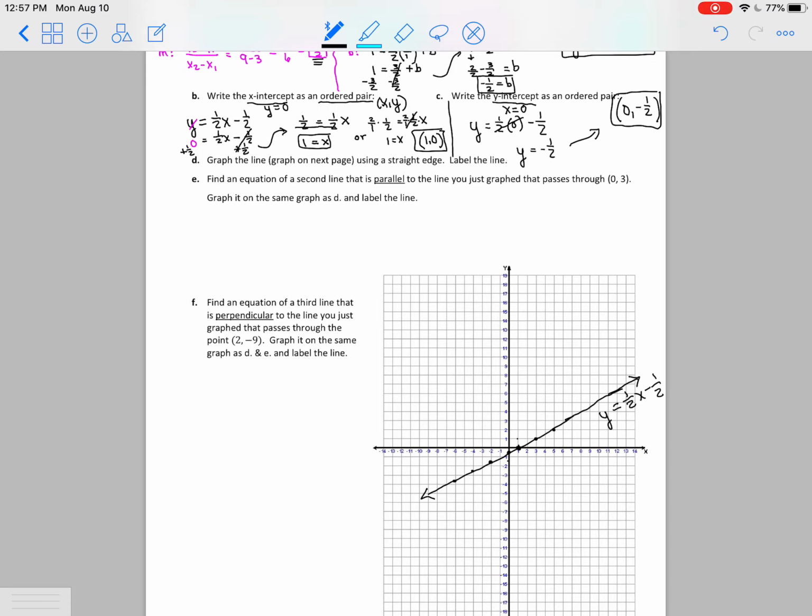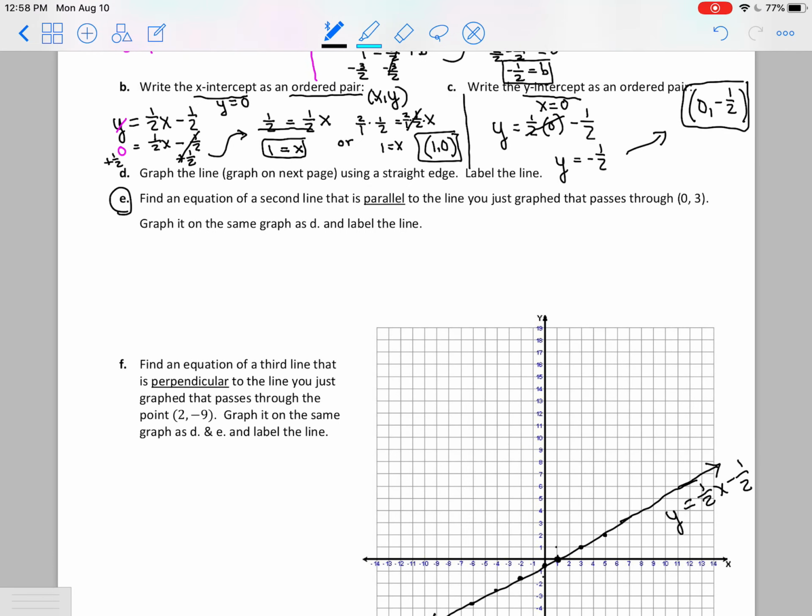All right, now let's go ahead and jump to E here. Our job is to find an equation of a second line that is parallel to this line that we just graphed, and it passes through 0, 3. So you notice they're giving us everything that we need to do this, because we know something about a parallel slope, don't we? We know that a parallel line has the same slope as the original. And here is an x and a y that is on that new line that we're supposed to come up with. And we are also supposed to graph this on the same grid when we're done.